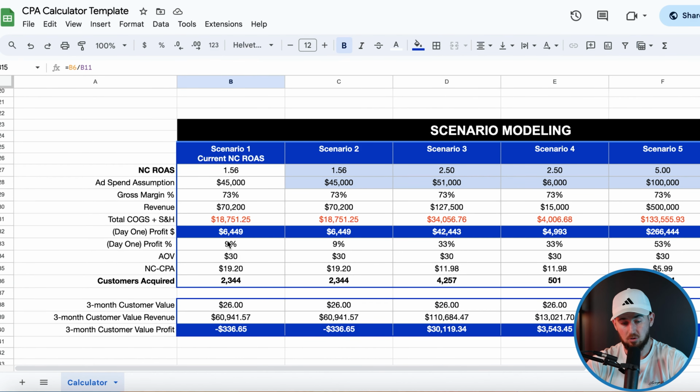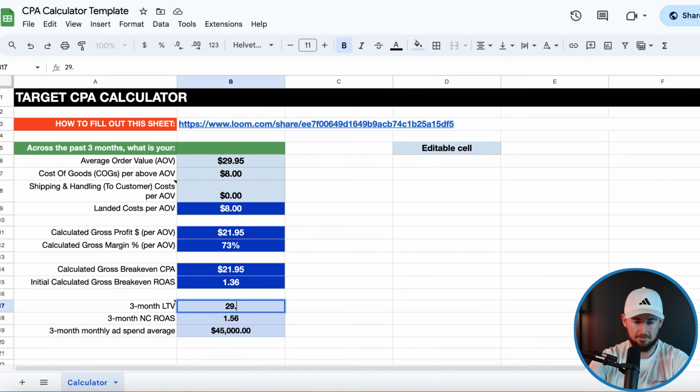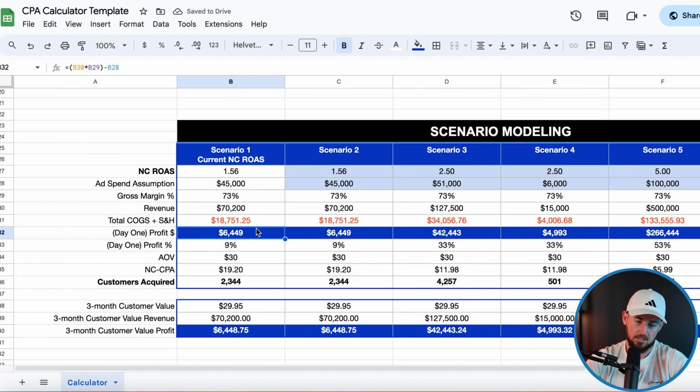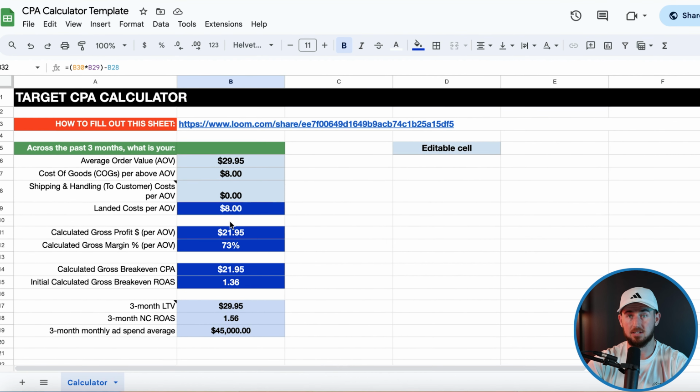Yeah, now we have $6,000. Oh wait, I do need to improve this as well. $29.95. There we go. 1.56 ROAS. We have a total now of $6,449 in profit versus the $3,600. LTV still did not improve, so that's still the same, but now we're at $6,000 in profit. We doubled profit in a single month.